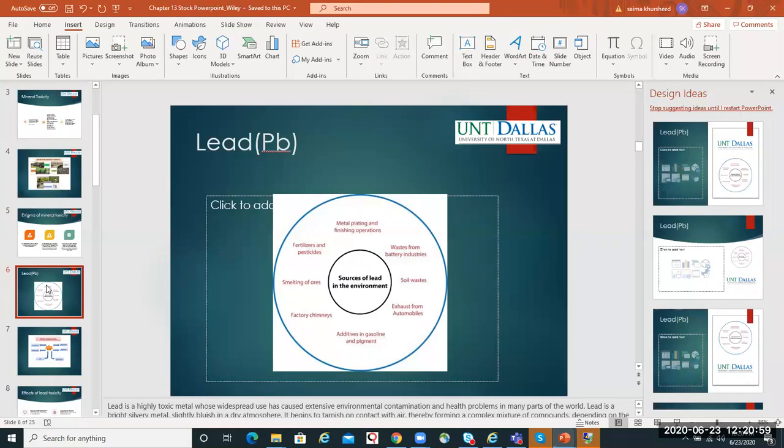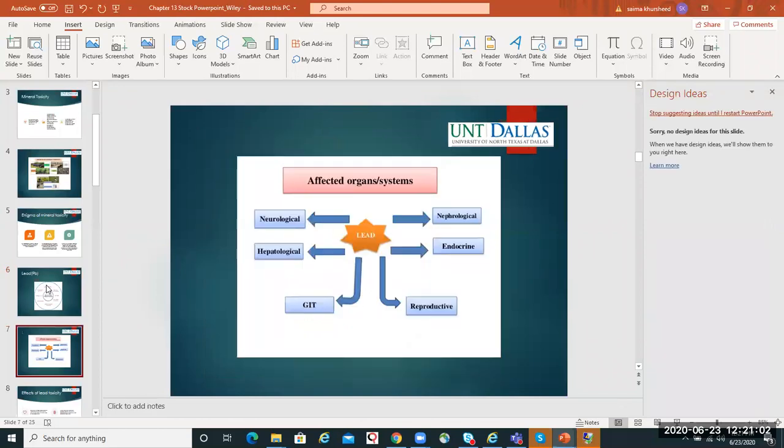So, signs of lead toxicity include pallor, lassitude, anorexia, and irritability in both children and adults. But the most definitive symptoms are anemia, elevated blood lead levels, and urinary excretion of alpha-aminolevulinic acid in humans and animals. Lead toxicity actually affects a large number of organs and tissues: nephrological, endocrine, reproductive, gastrointestinal tract, hepatological, or neurological.